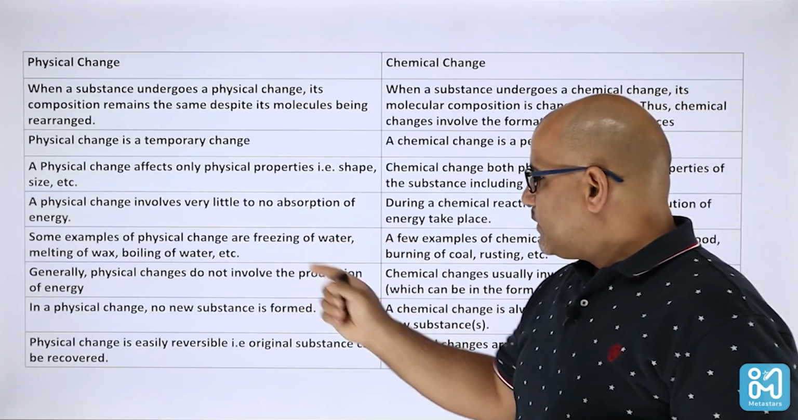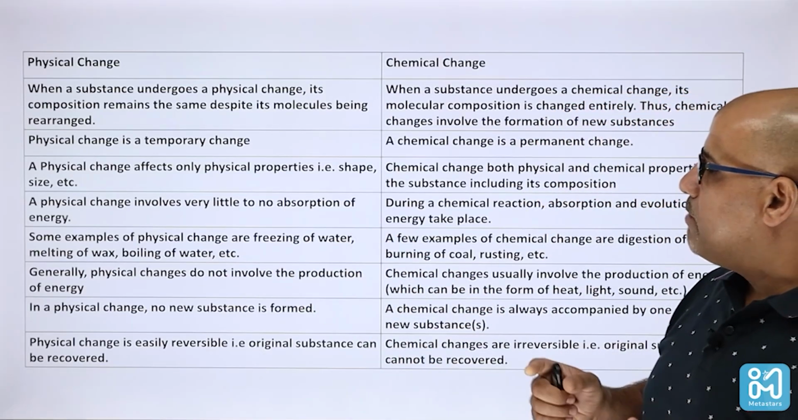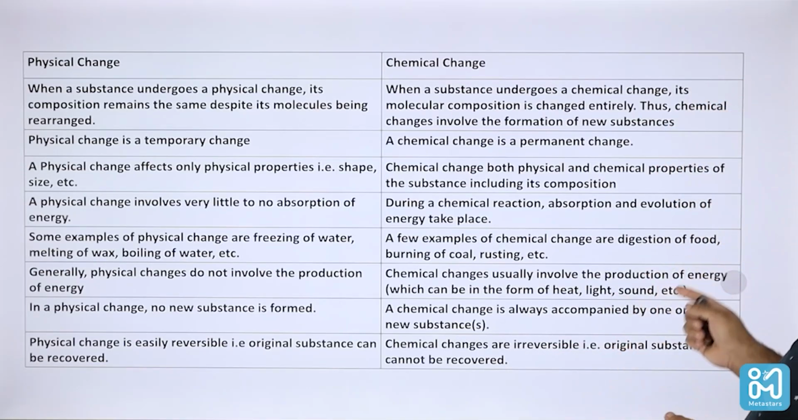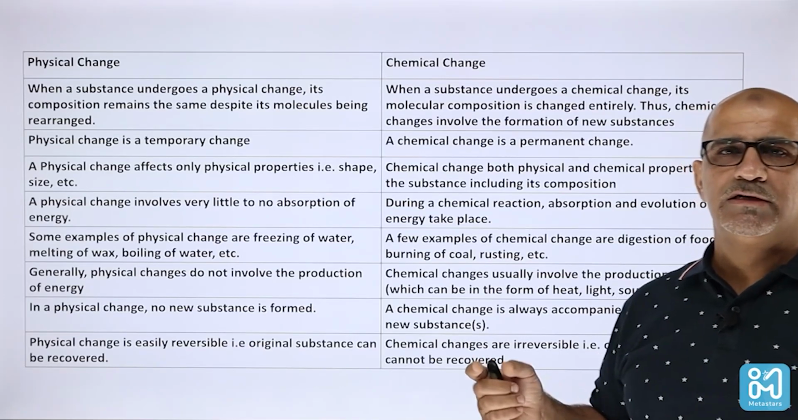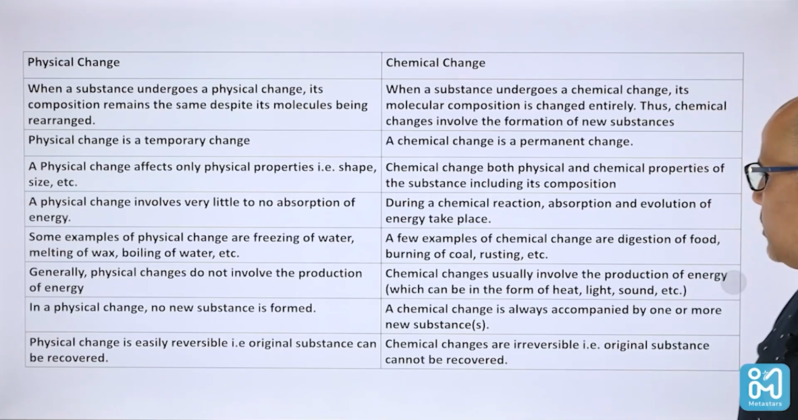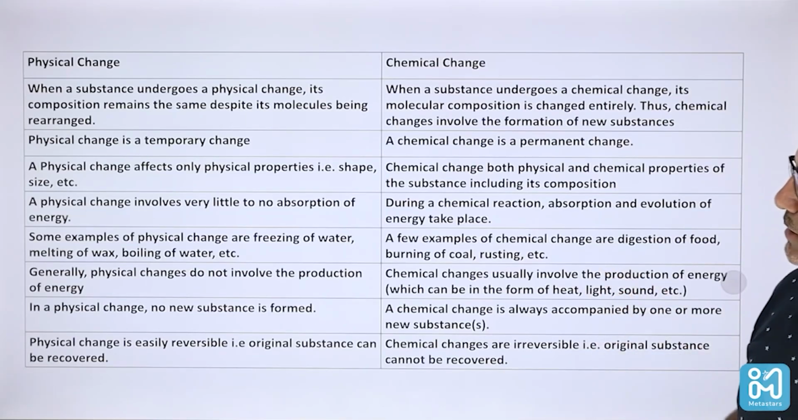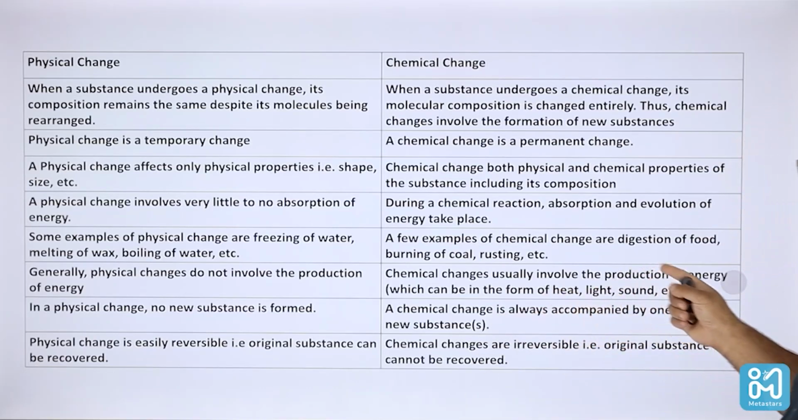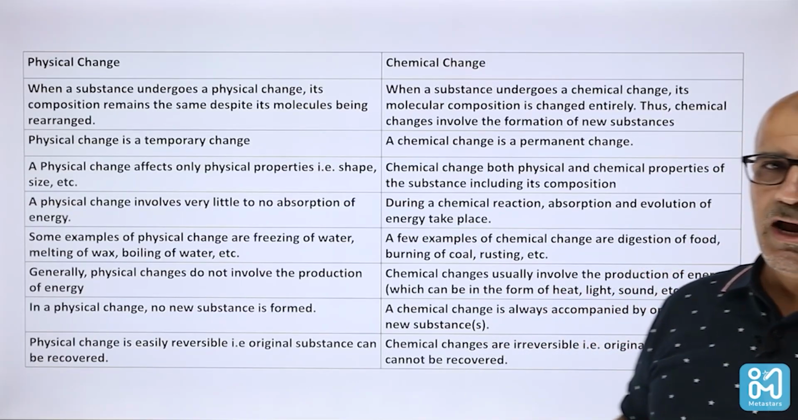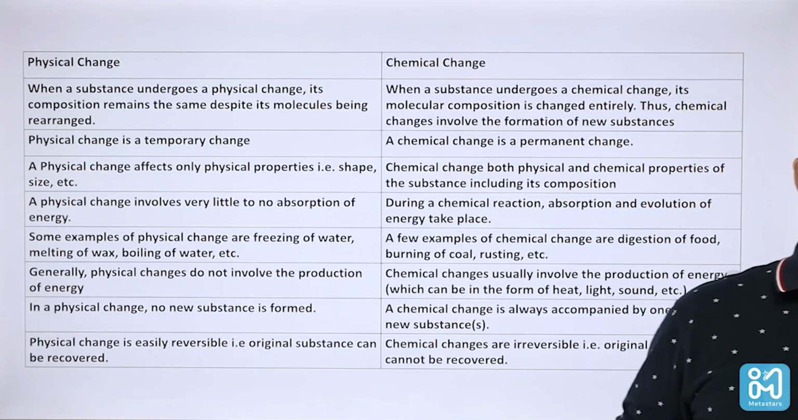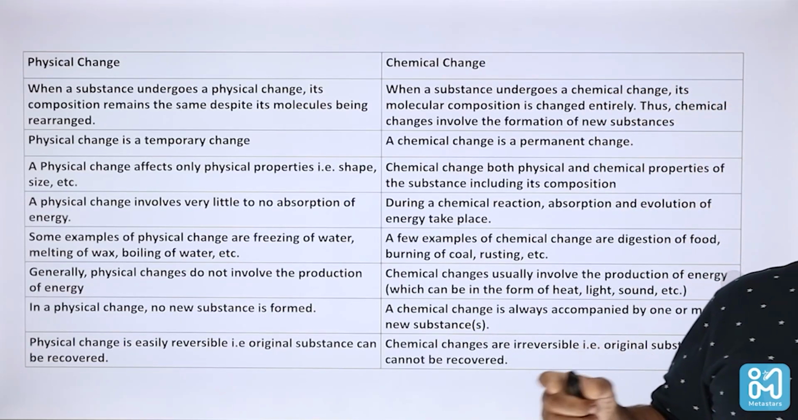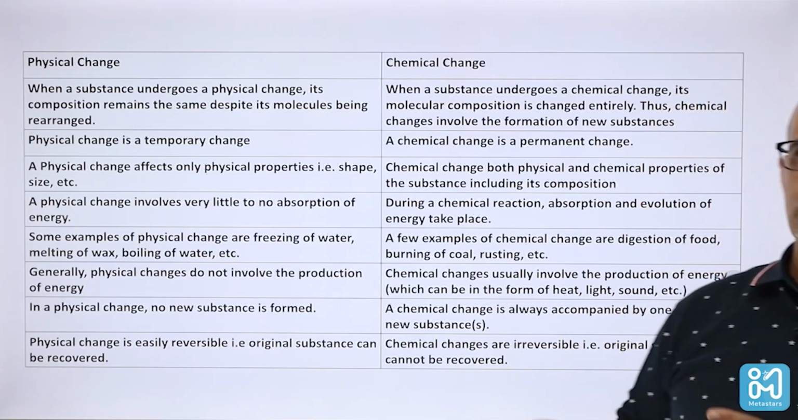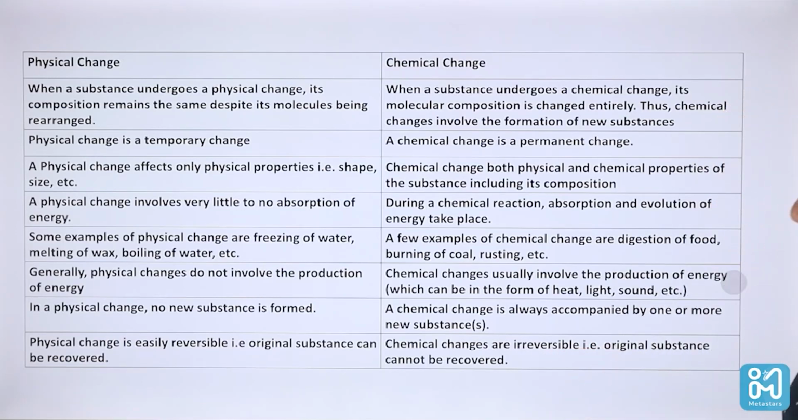Some examples of the physical change: freezing, melting, boiling, sublimation, and so on. A few examples of the chemical change: digestion, combustion, the burning process. The physical change does not involve the production of energy, while in the chemical change there are exothermic and endothermic reactions, so they can release energy or take in energy. So in the chemical change we have a chemical energy change.